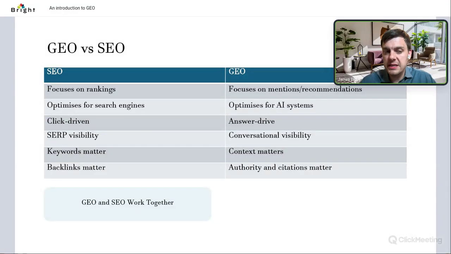And authority for both SEO and GEO really matters. So that authority ranking that your website has. And if you do want to know that, if you don't know how to look that up, feel free to email me when I send out the recording. I'd be happy to look up your authority score just so you can see how it compares to other people.